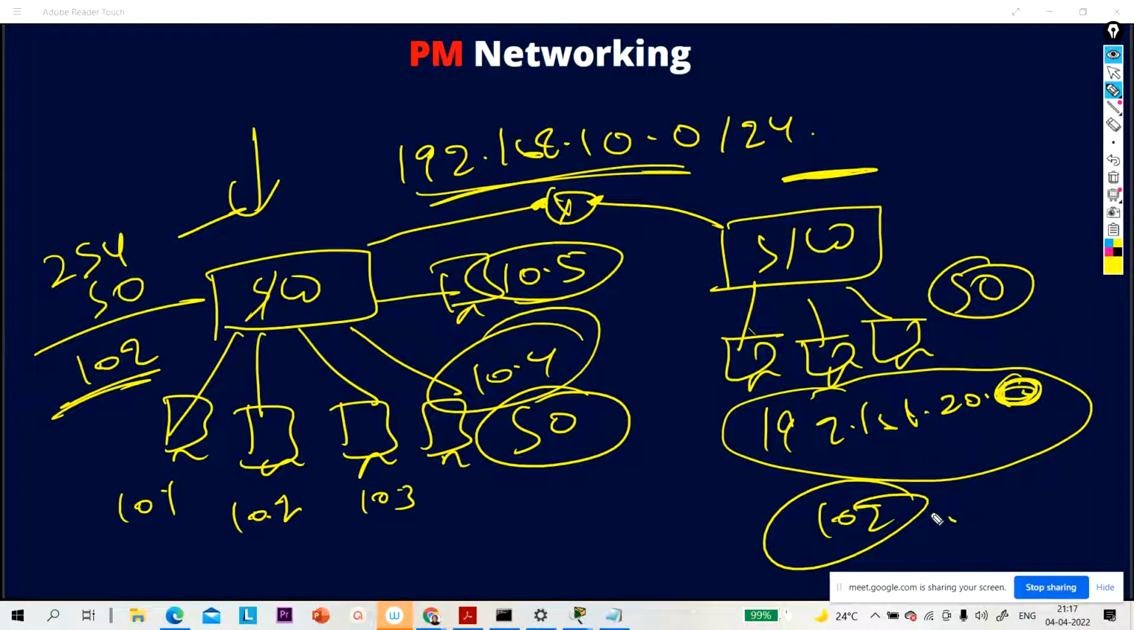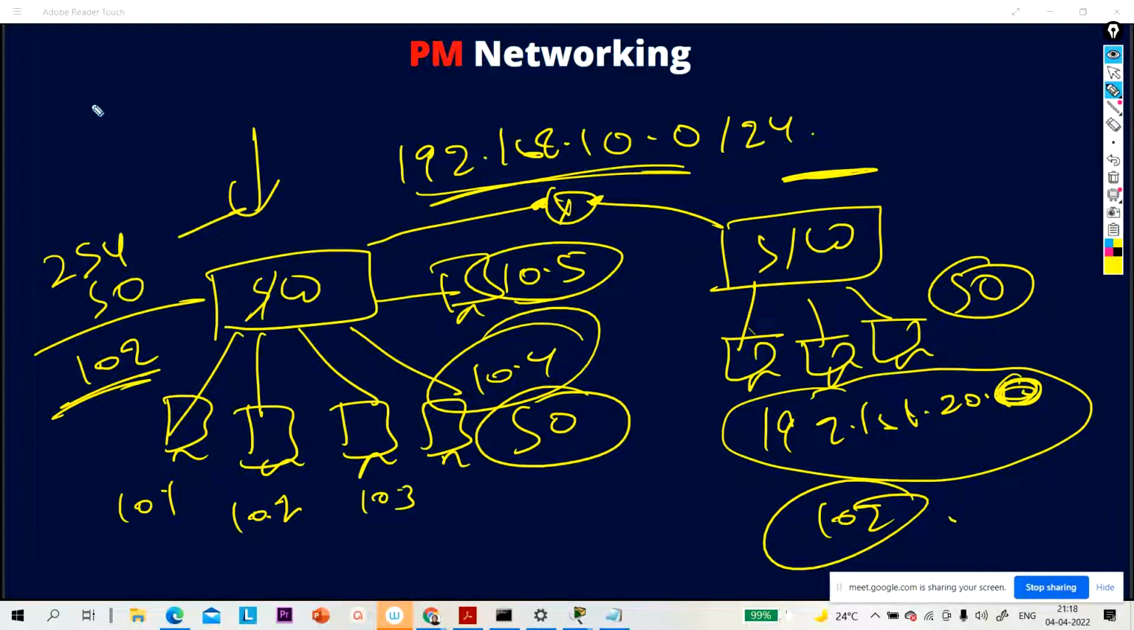Yes, you can increase the number of network bits, for example, you can make it /27, or /25. You can use /26, so it will have 64 IPs.